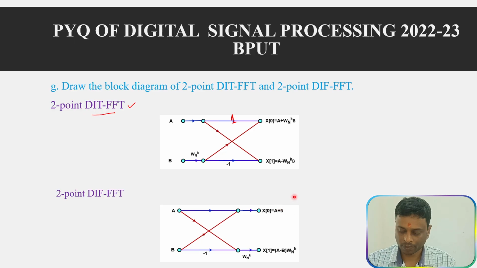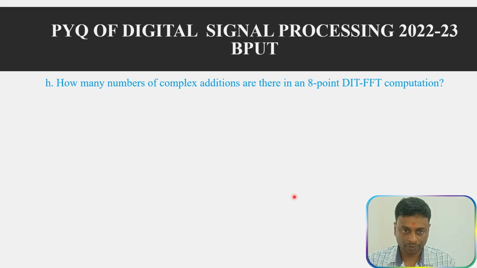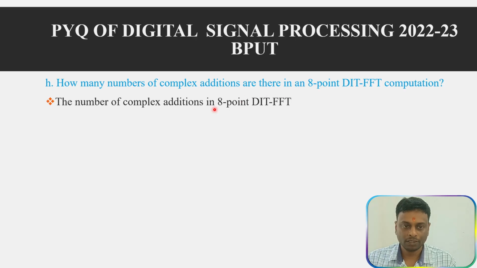Next, how many complex additions are there in an 8-point DIT-FFT? You have to calculate the complex additions. What is the formula for finding the complex additions? The number of complex additions is N log2 N, where N is the number of points. Here N equals 8, so it is 8 log2 8, which will be 24.